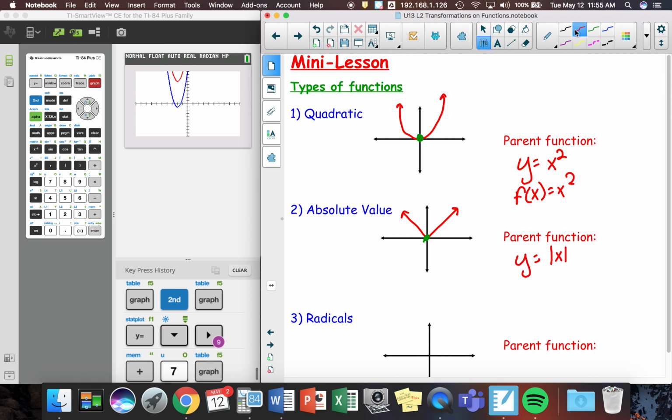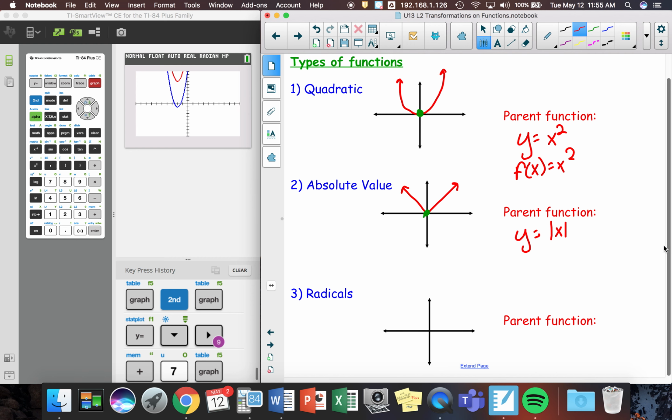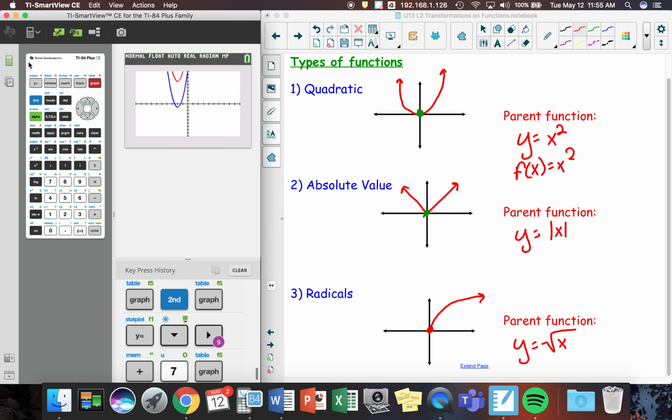And finally, we have the radical function. With radical functions, again, it starts at the origin and then it grows outwards like this here. The parent function for radicals is y equals the square root of x.